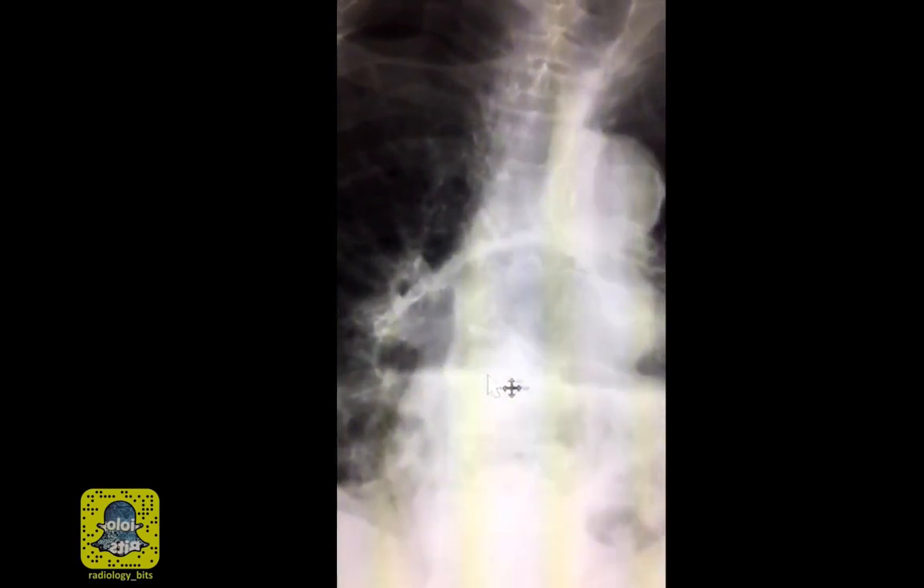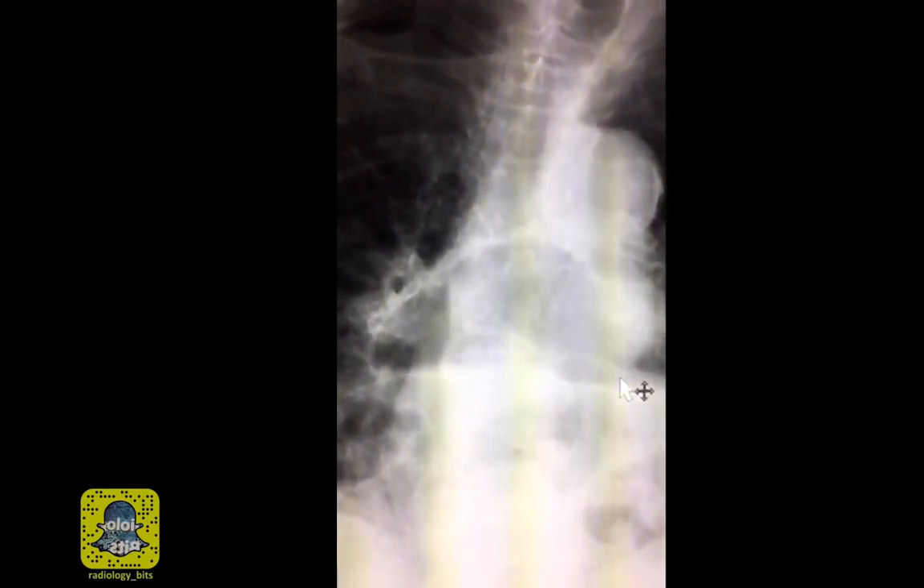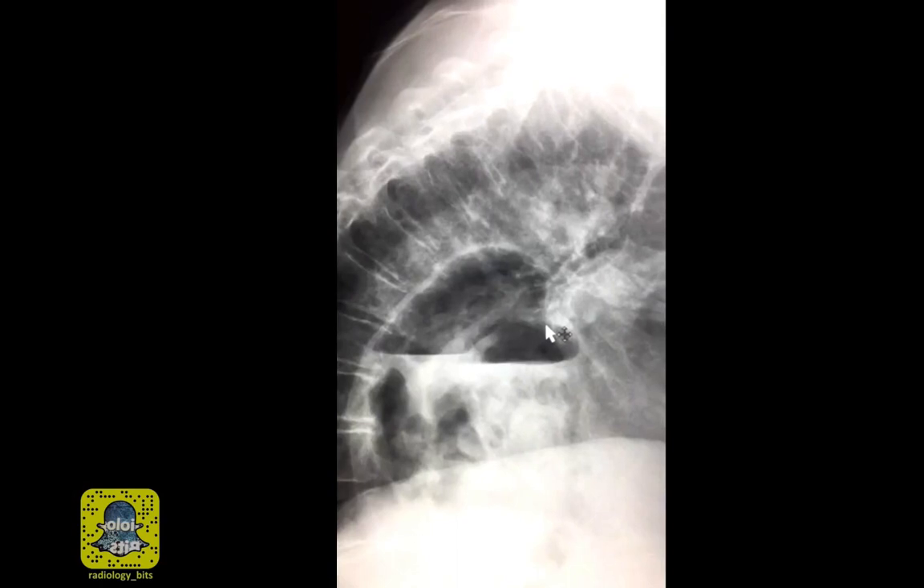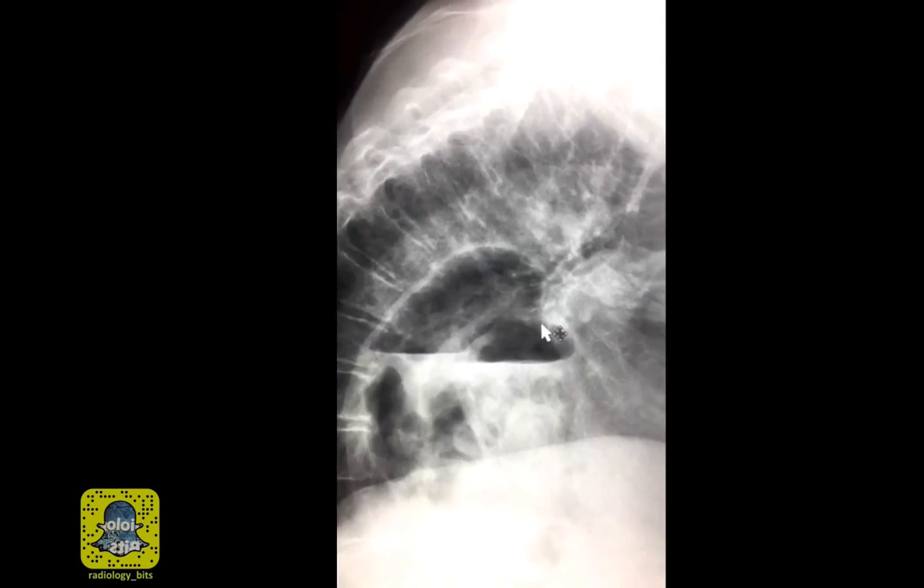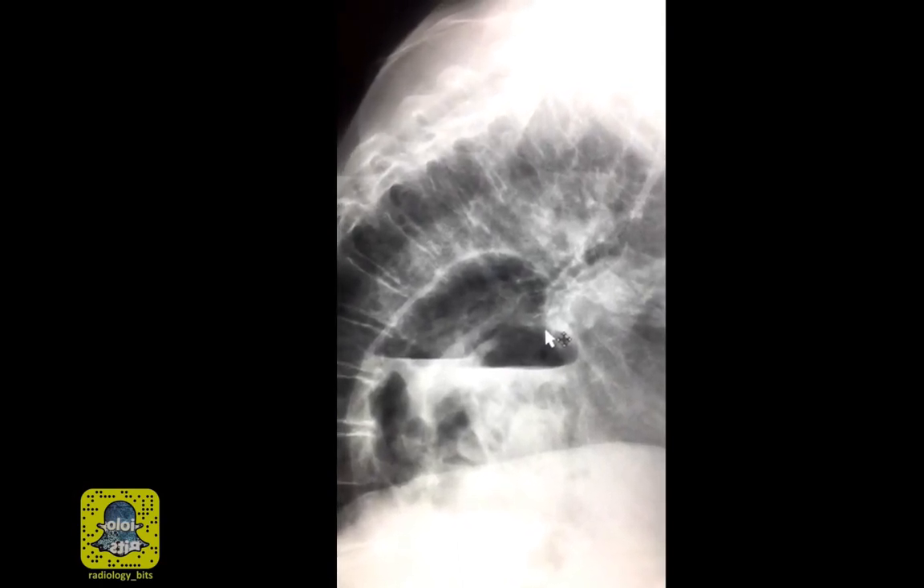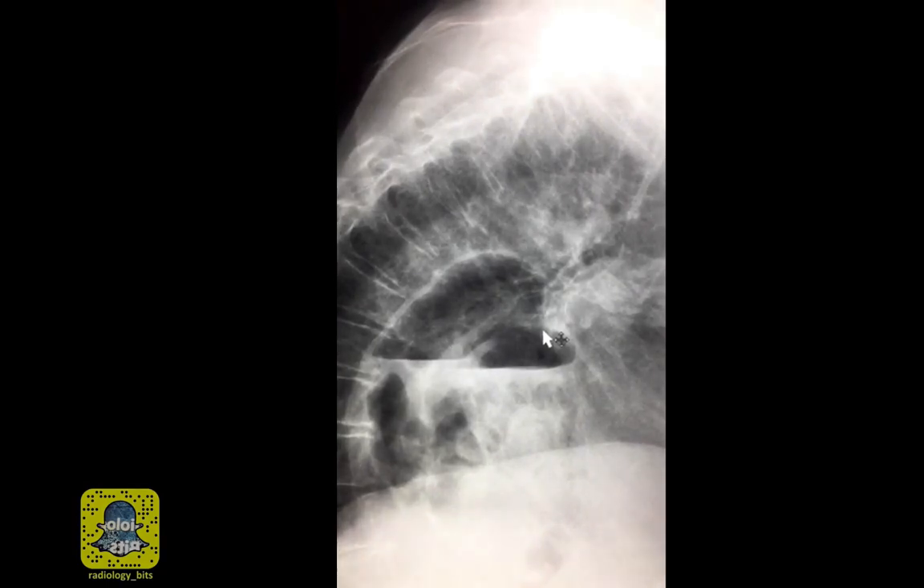And always be careful when you see straight lines. A straight line denotes a fluid level. Finally, don't forget to look at lateral chest radiographs to confirm any abnormality that you see on a frontal radiograph.